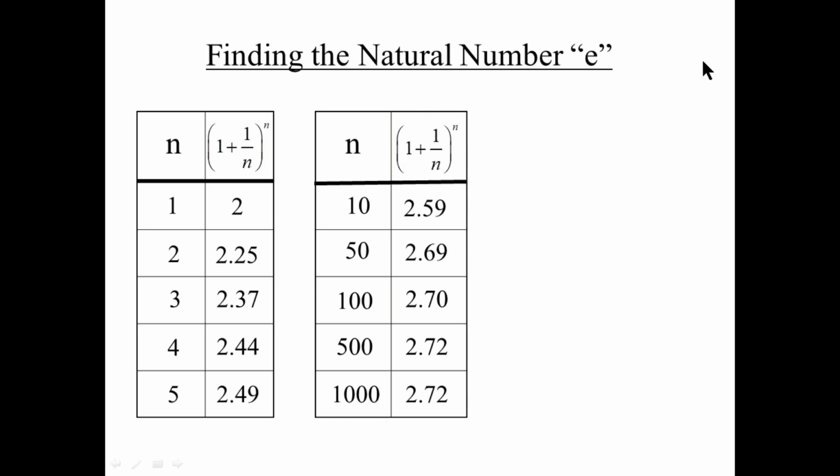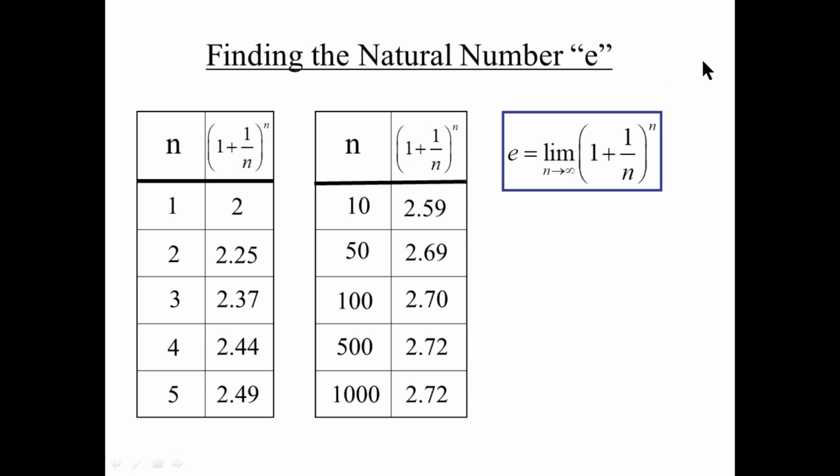And in fact, by definition, e is the limit as n approaches infinity of 1 plus 1 over n to the exponent n. And that number is a decimal number. It's the number 2.71828, and it goes on forever without a pattern, very much like pi does.